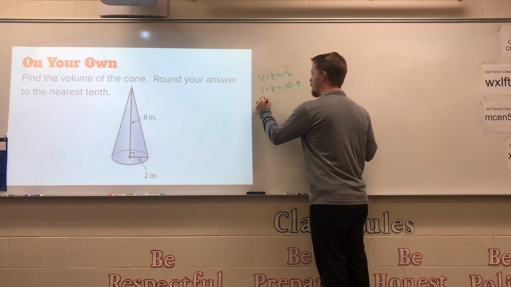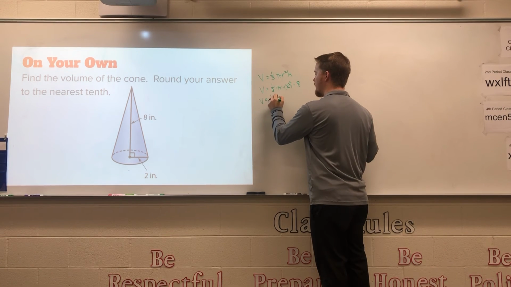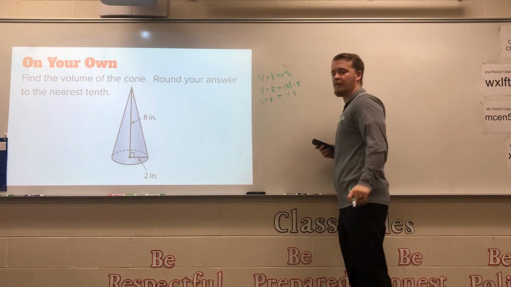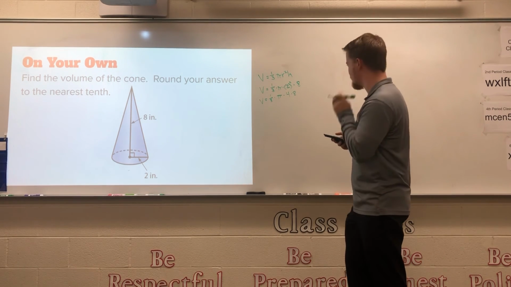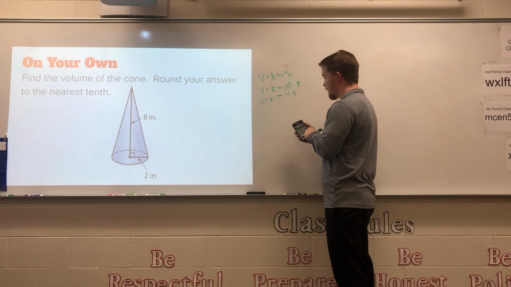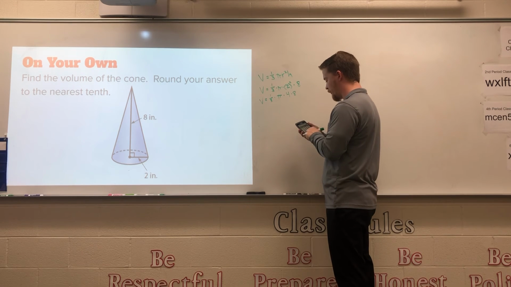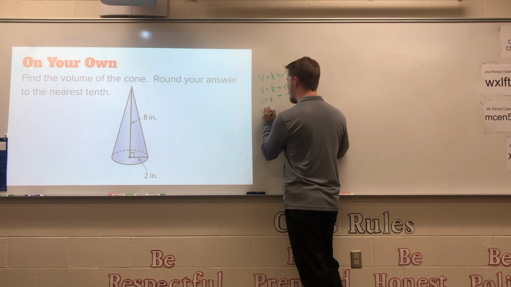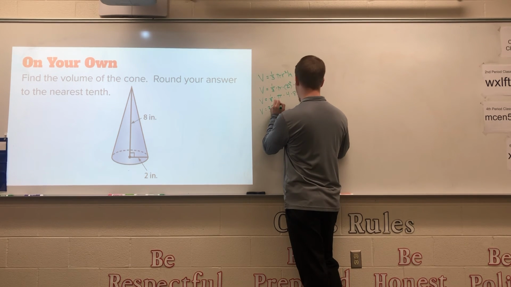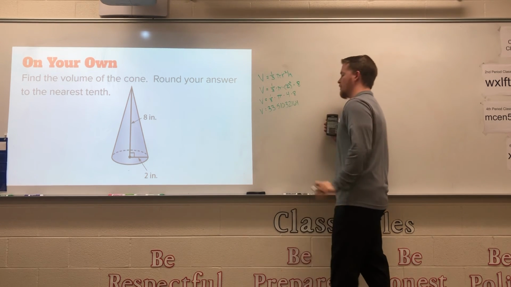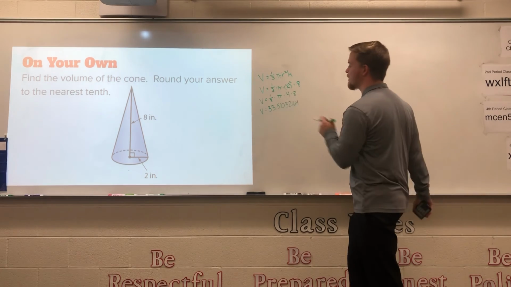So I'm going to simplify my exponent. V equals 1/3. I'm bringing down what I haven't used. Times pi times 2 to the second power is 4. And then that's still multiplied by 8. So again, once I'm to this step, it's best to just plug all that in to your calculator. So 1/3 times pi times 4 times 8. And you will get V equals 33.510326164.